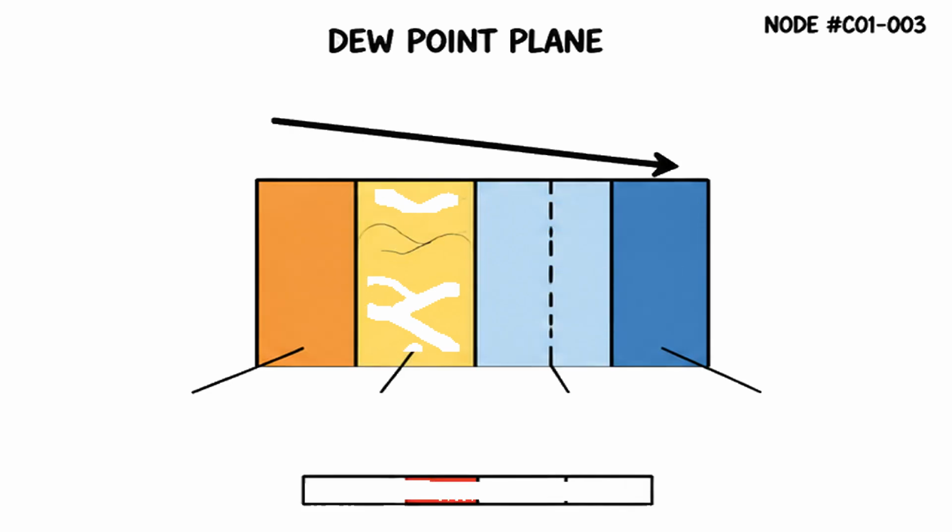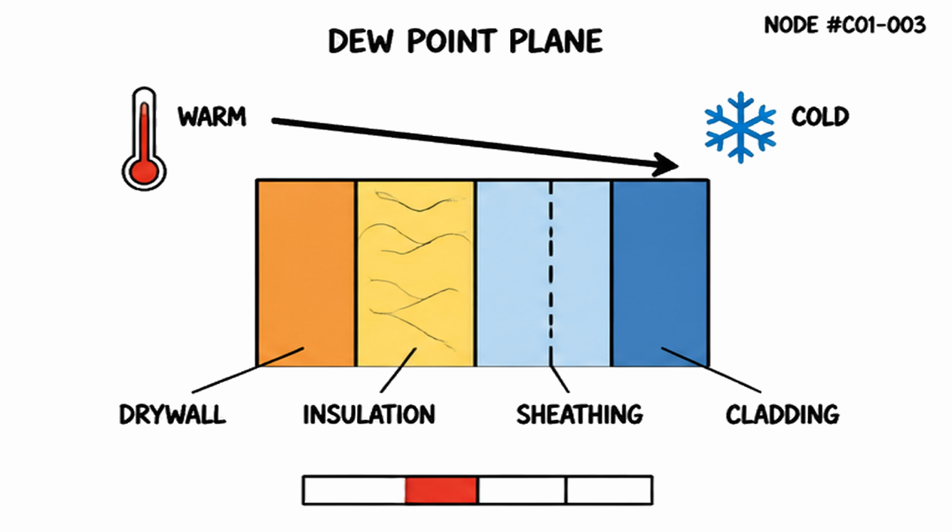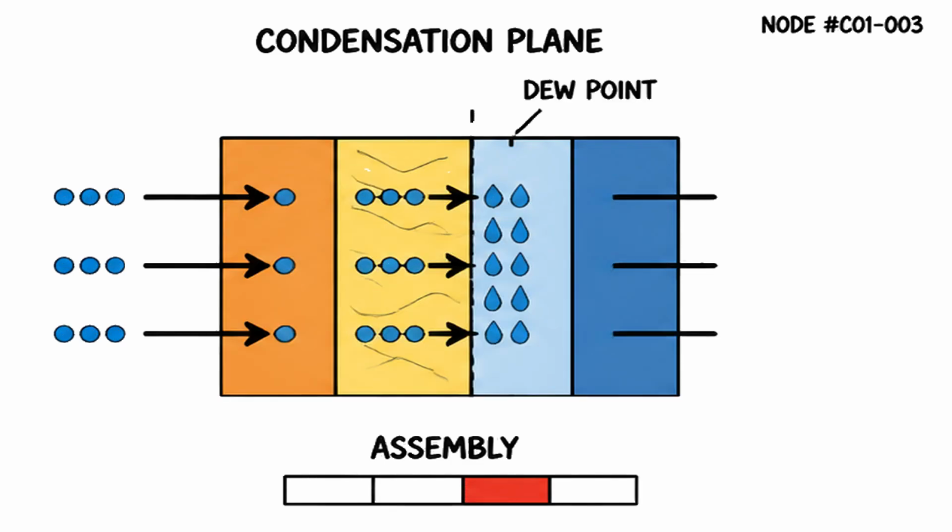Inside the assembly, temperature falls step by step. Warm at the drywall, freezing at the outer face. Somewhere along that slope sits the dew point plane, a hidden line inside your wall. Vapor migrating outward crosses that line and meets the first cold surface beyond it, usually the inner face of the cold sheathing. There, invisible vapor becomes liquid water, right inside the wall. This is the condensation plane.